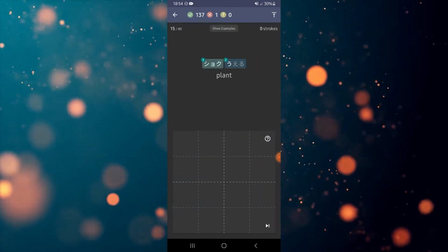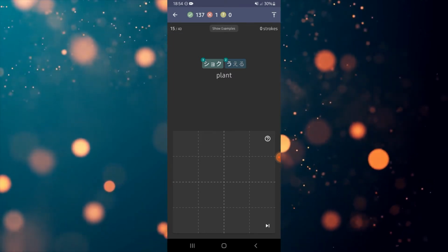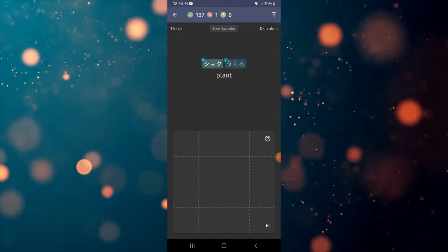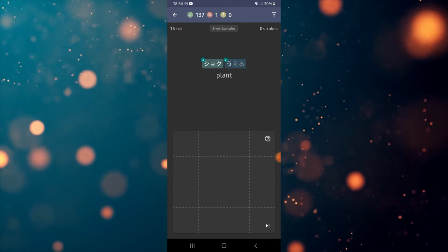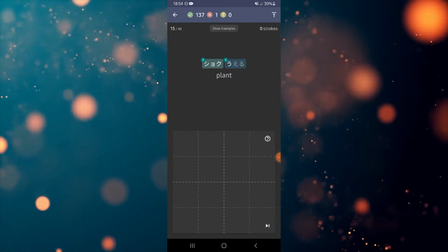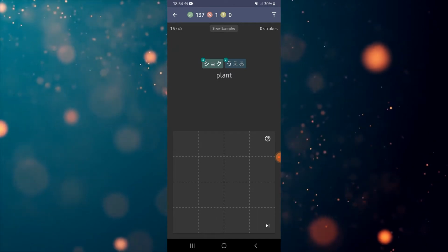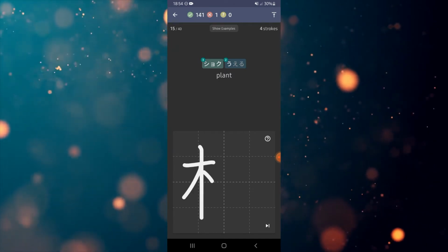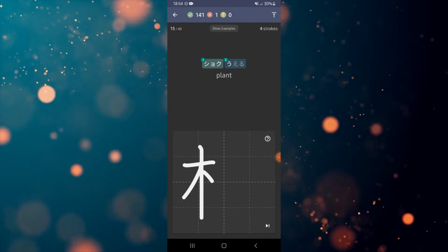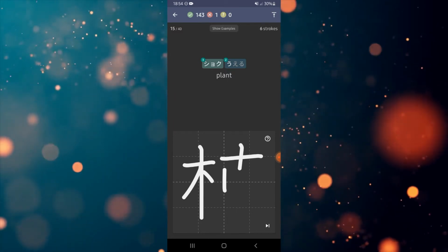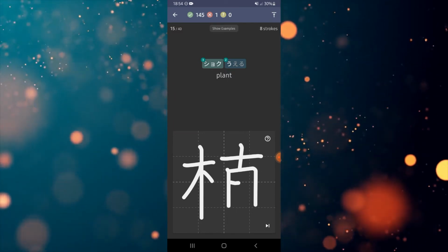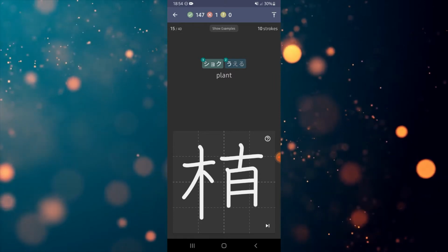Plant. So these are young trees which are growing, grow straight and become young plants. If they grow straight, they become trees. So draw kanji for trees, then draw kanji for straight away. Which is that? Very cool.